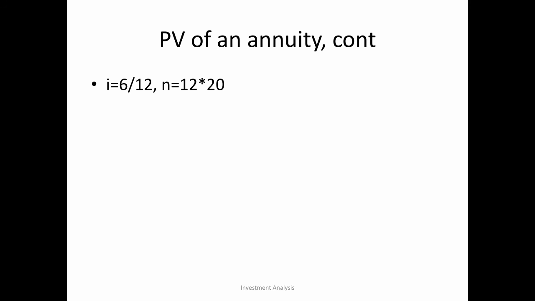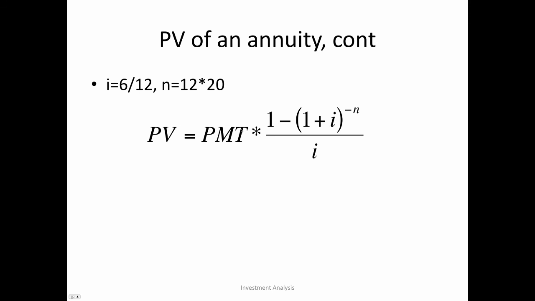So what we would do is recognize that the interest rate that applies isn't 6%. It's 6 divided by 12, which is a reflection of the fact that interest is compounded on a monthly basis. And the number of time periods isn't 20, it's 12 months times 20 years, so 240 months.